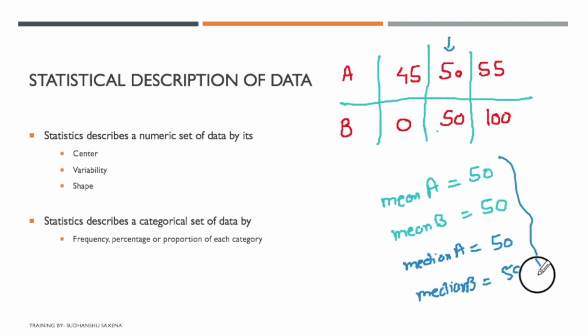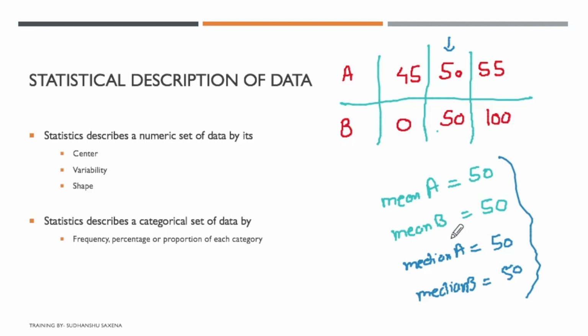Now you are in a dilemma. These two sets of numbers are completely different from each other, and you just cannot say that they are equal. So at times the measures of central tendency are also deceiving. You just cannot define your complete data by measures of central tendency, and that's where variability comes into the picture.